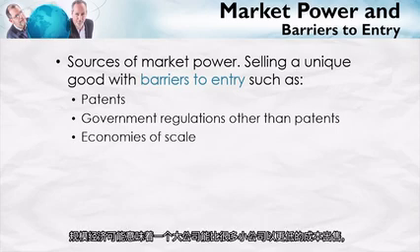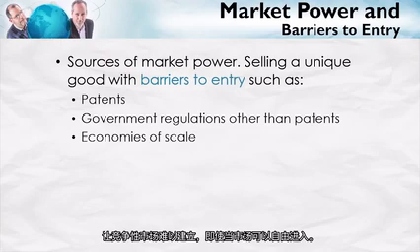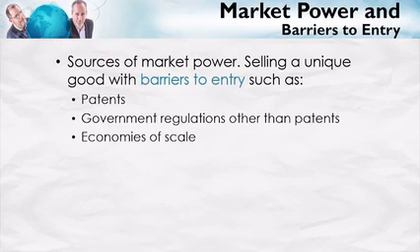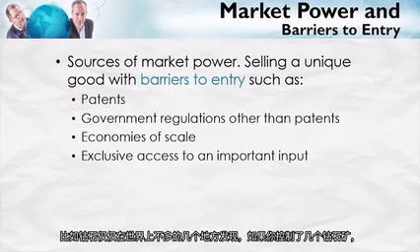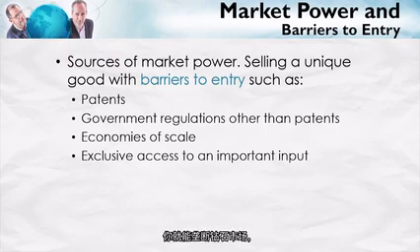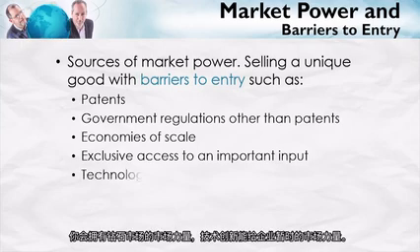Economies of scale can mean that a single big firm can sell at lower cost than any of many small firms, making it difficult to establish a competitive market even with free entry. Exclusive access to an important input. Diamonds, for example, are found in only a few places in the world. If you control a number of these diamond mines, you can monopolize the market for diamonds, or you will have market power in the market for diamonds.